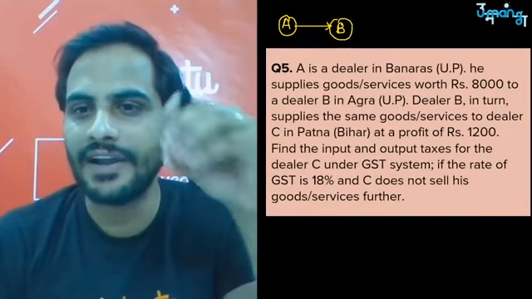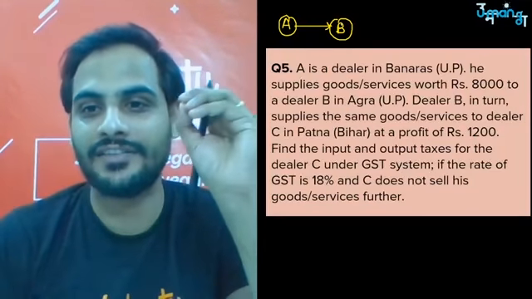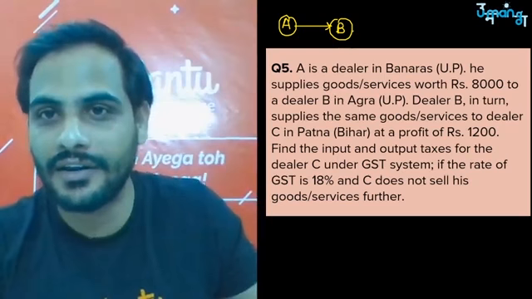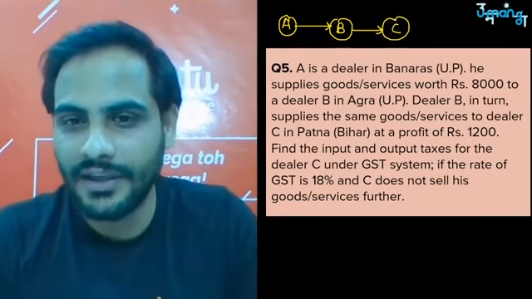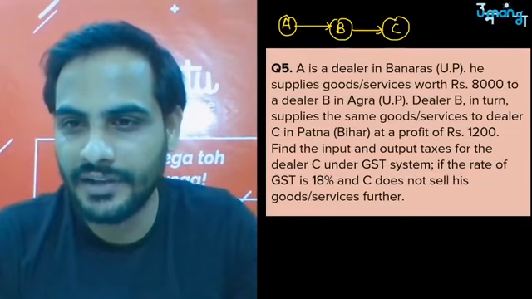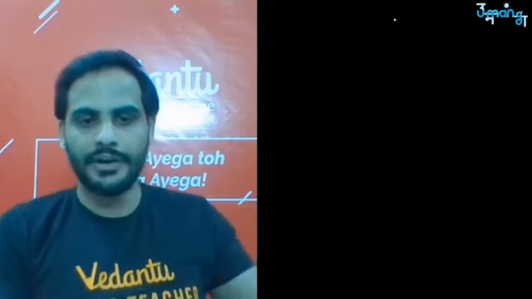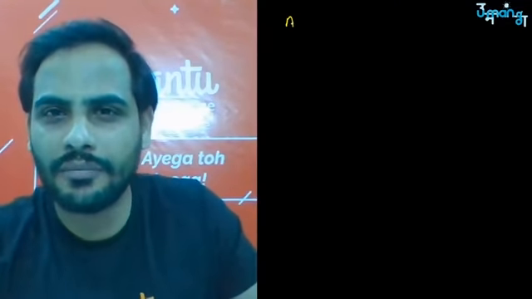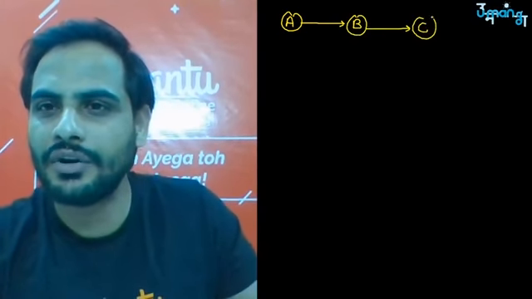Same case. Find the input and output taxes for the dealer C under GST system. So we are talking here about the input and output taxes for dealer C. If the rate of GST is 18% and C does not sell his goods and services either. Got it? So now understand this thing. As you can see, it is going from A to B and then B to C.